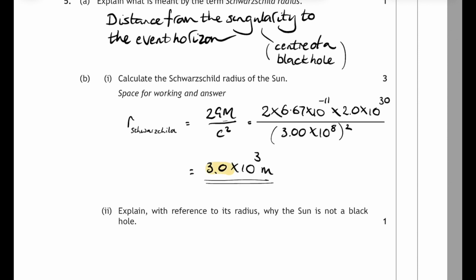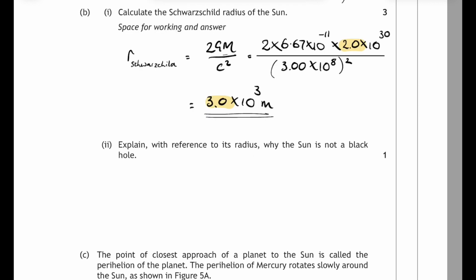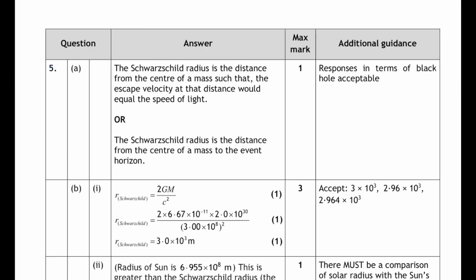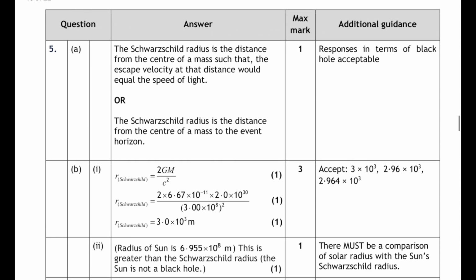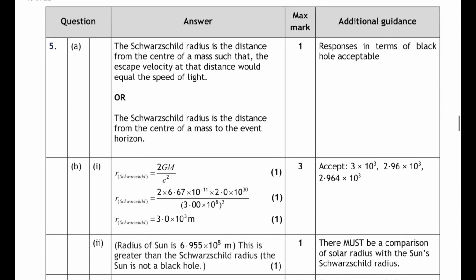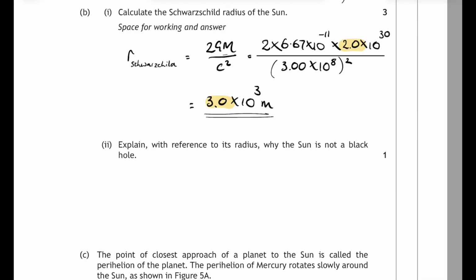And the reason it's 2 significant figures is because we always go with the lowest level of precision of the data in the question. And in this case, that was the mass of the Sun, the 2.0 times 10 to the 30. Anyway, there's the marking instructions. Straightforward 3 marker, equation, substitution, and final answer with the correct units. B part 2, explain with reference to its radius why the Sun is not a black hole.